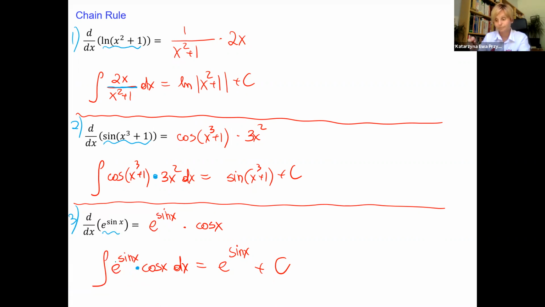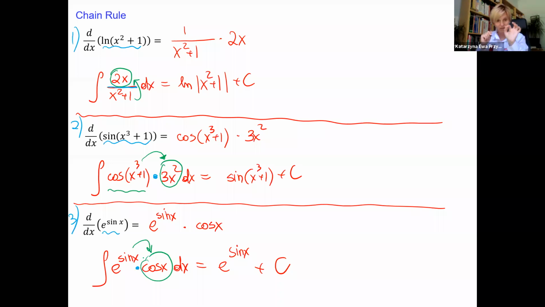But what is important? Let's look at the second example. We have the function cosine of x cubed plus 1, and then we have that part. We of course know that that part is the derivative of this, meaning the derivative of the inner function. We have to know it because it was part of the chain rule. And the same here: 2x is the derivative of this. Cosine of x is the derivative of the inner function, because e to the power of sine of x is a compound function. So we do have some pattern.